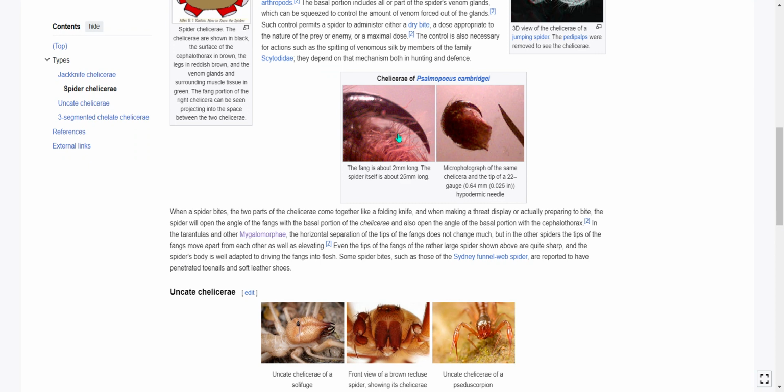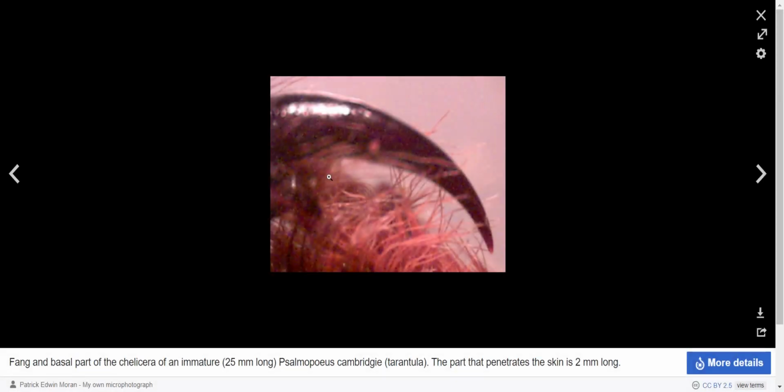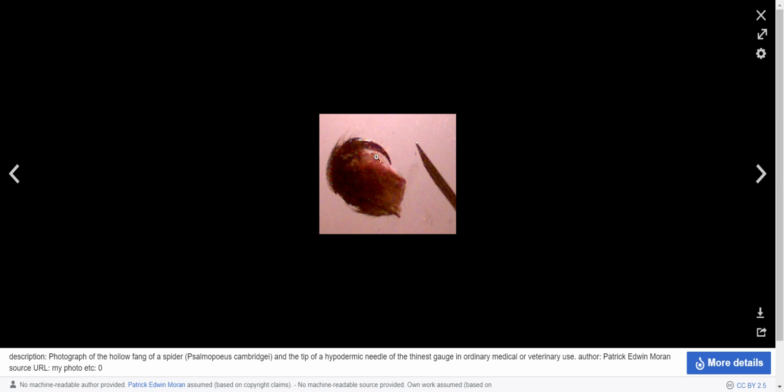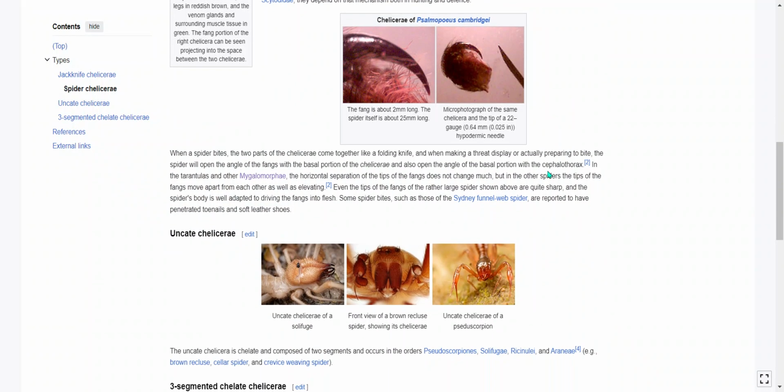Microphotograph of the same chelicera and the tip of a 22 gauge, that is a 0.64 millimeter hypodermic needle. So there's the fang close up, next to a needle that you'd get a shot from, that so quickly and easily goes into your skin. And this damn near looks smaller. That is horrifying. When a spider bites, the two parts of the chelicerae come together like a folding knife.